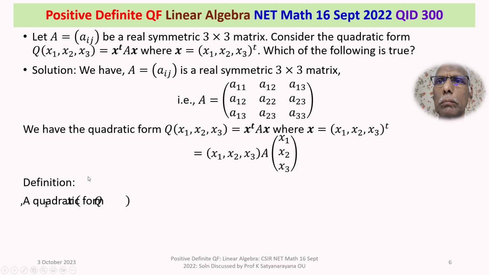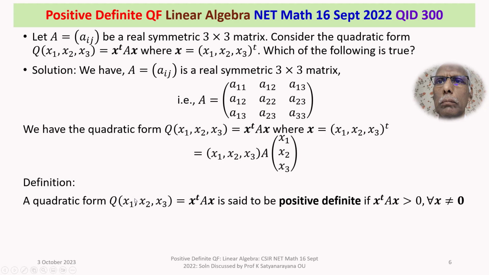We recall a definition. A quadratic form Q of x1, x2, x3, which is given as x transpose A x, is said to be positive definite if x transpose A x is positive for all non-zero column vectors x. For all non-zero column vectors x, if x transpose A x is greater than 0, then the quadratic form is said to be positive definite.